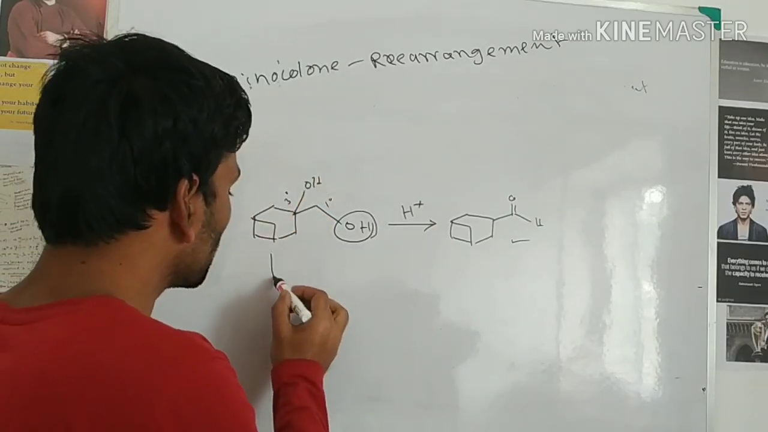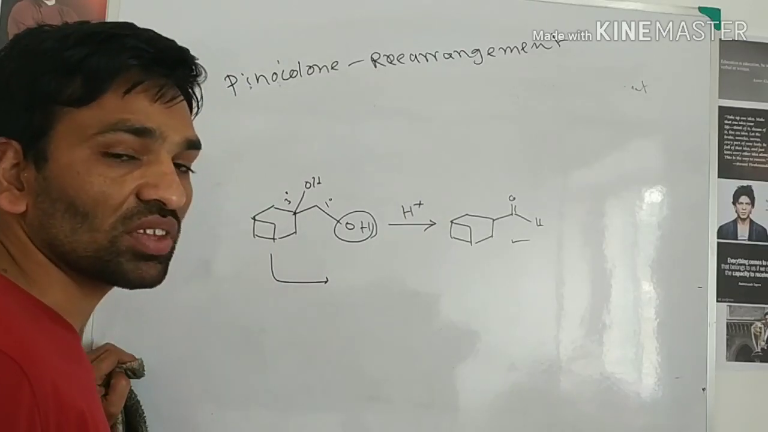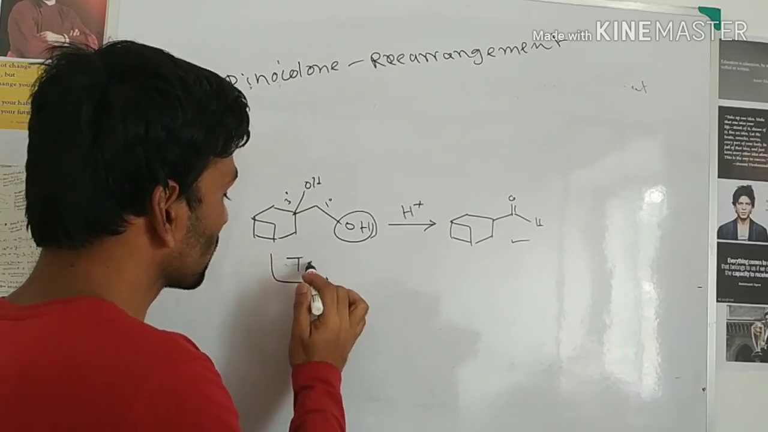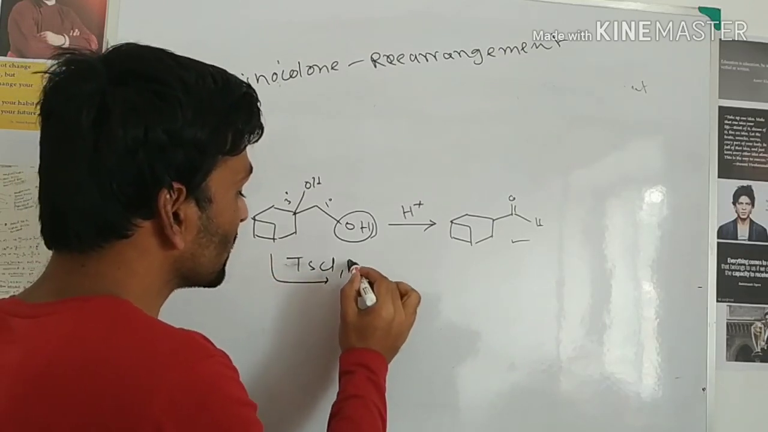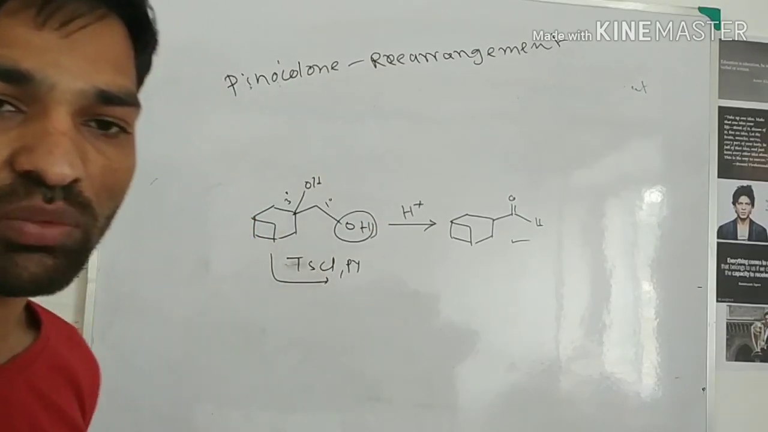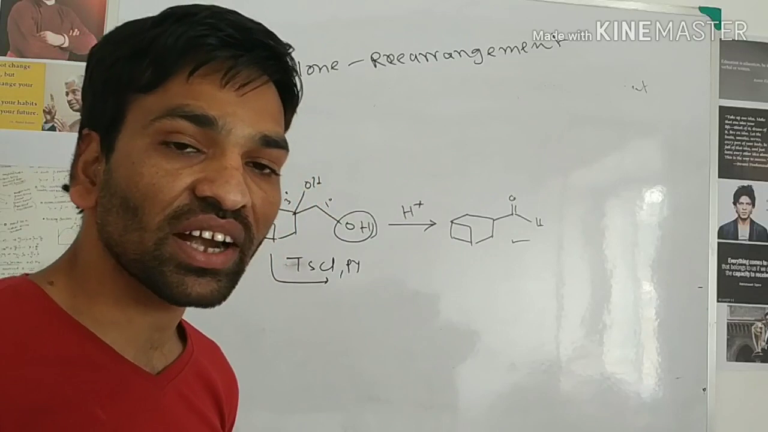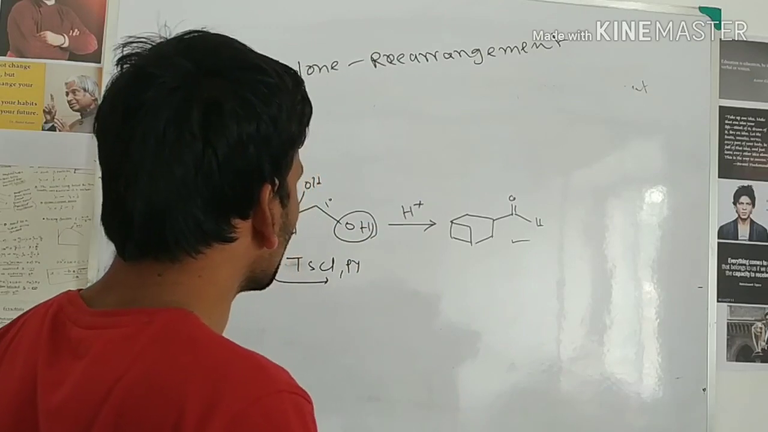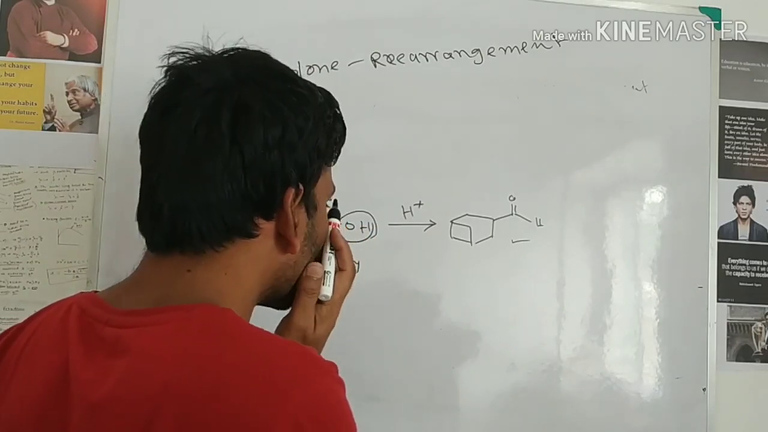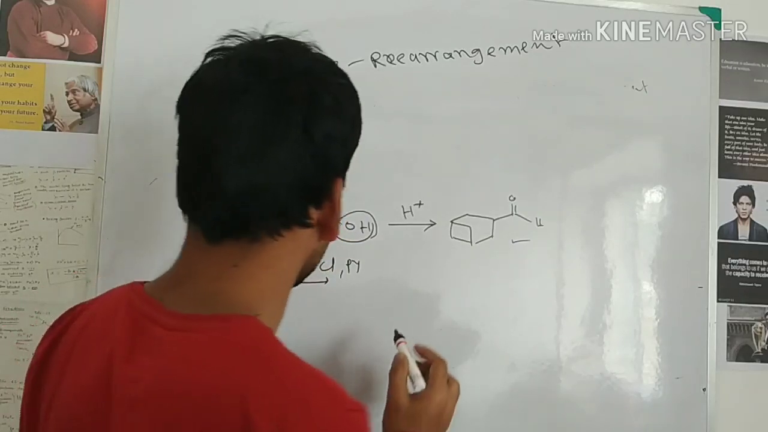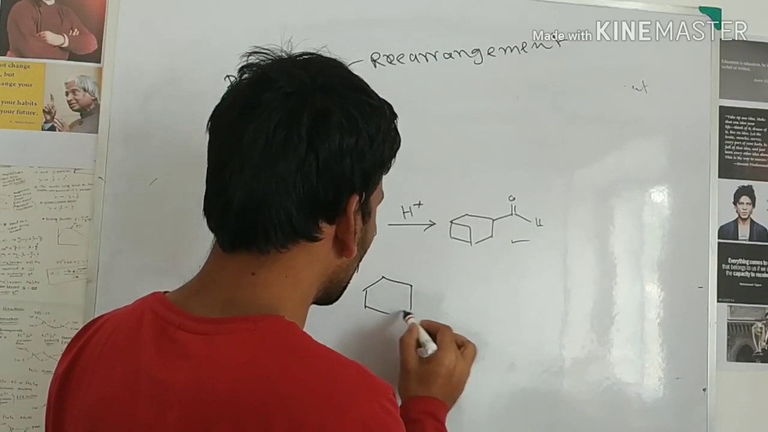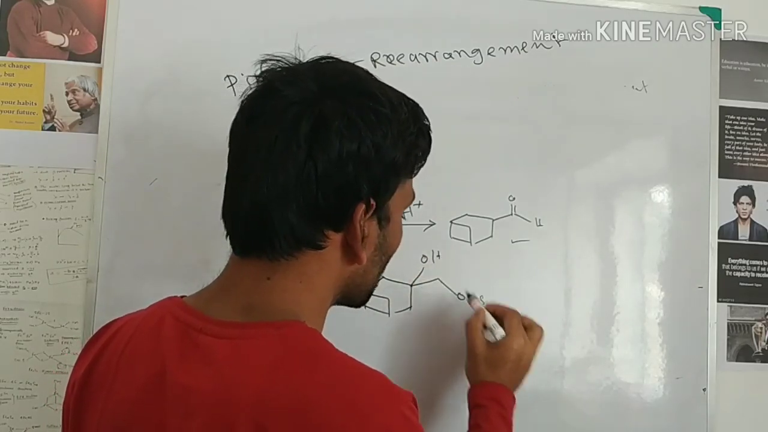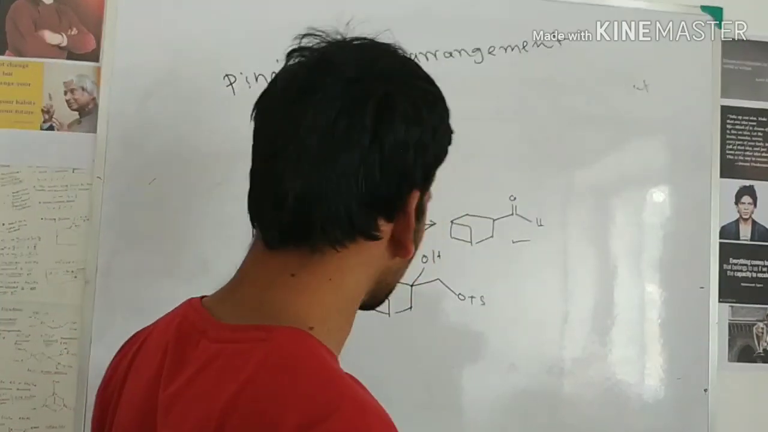So the procedure of this first step is tosylation in presence of pyridine. In tosylation in presence of pyridine, the less hindered OH group is tosylated. That is the primary, which is less hindered, so the primary alcohol is tosylated first. So it can give OTs. This is the tosylation product.